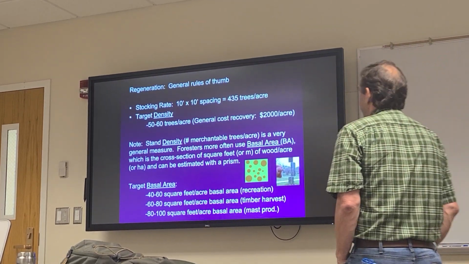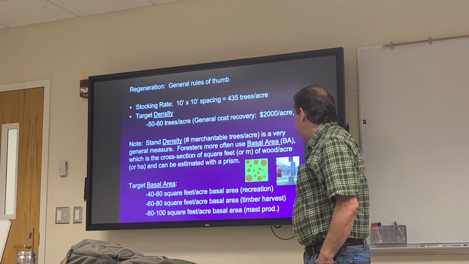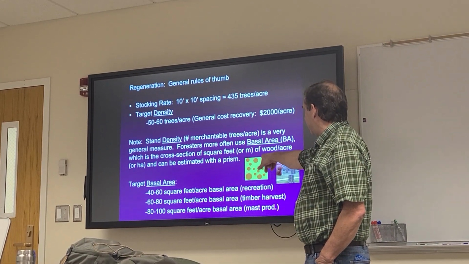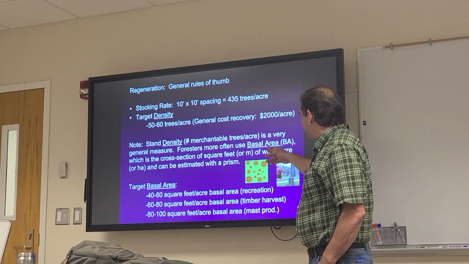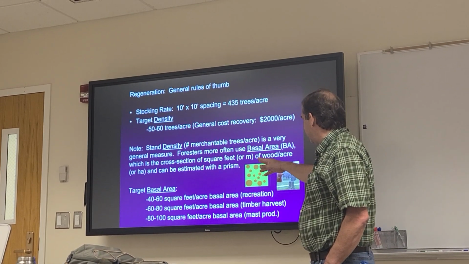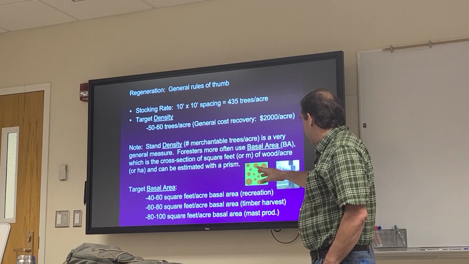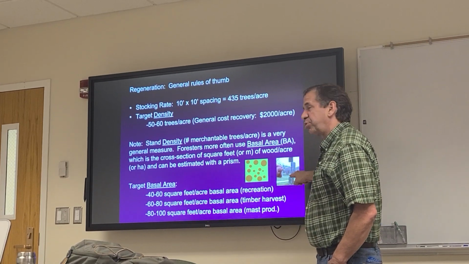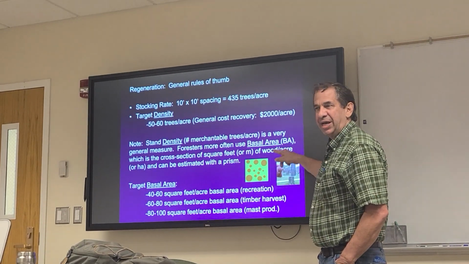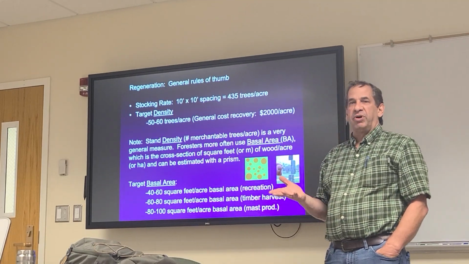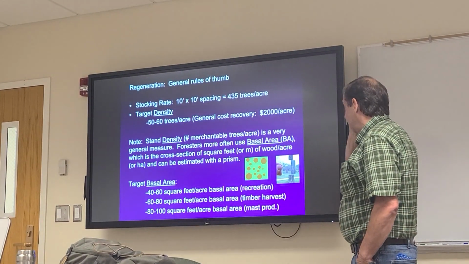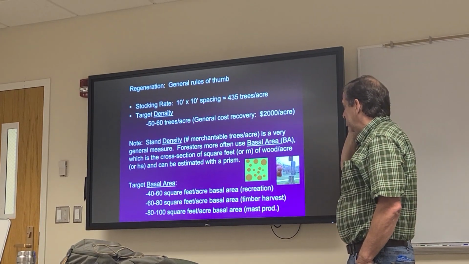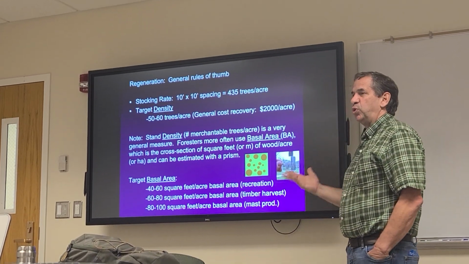So if we're measuring square meters of wood, we measure it per hectare. If we measure square feet of wood, we measure it per acre. And we use this device called a prism, and I'll show you how to do that later this semester. Some of you have already done that in dendrology. You've used a prism before? Okay, we'll do that again, which is a cool, easy way to estimate how much wood you have.